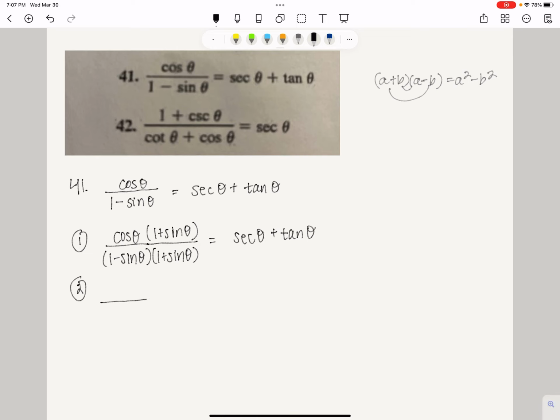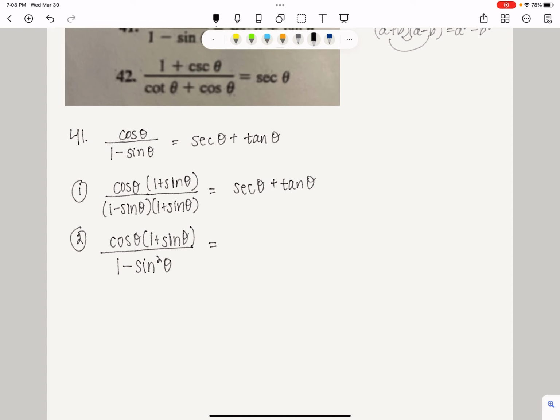Now, the denominator is going to become 1 minus sine squared of theta. And then the numerator is cosine of theta. I'm not going to multiply that through because I'm really interested in that denominator. Now the denominator, remember that sine squared of theta plus cosine squared of theta equals 1. If I subtract sine squared of theta from both sides, I've got on the left-hand side cosine squared of theta equals 1 minus sine squared of theta.